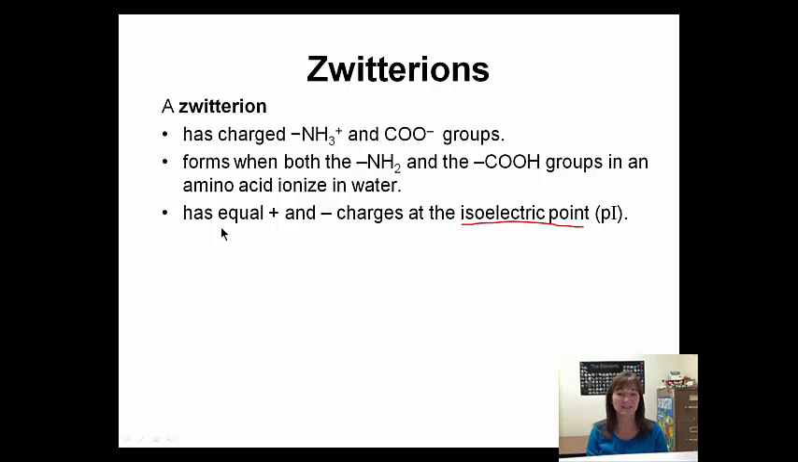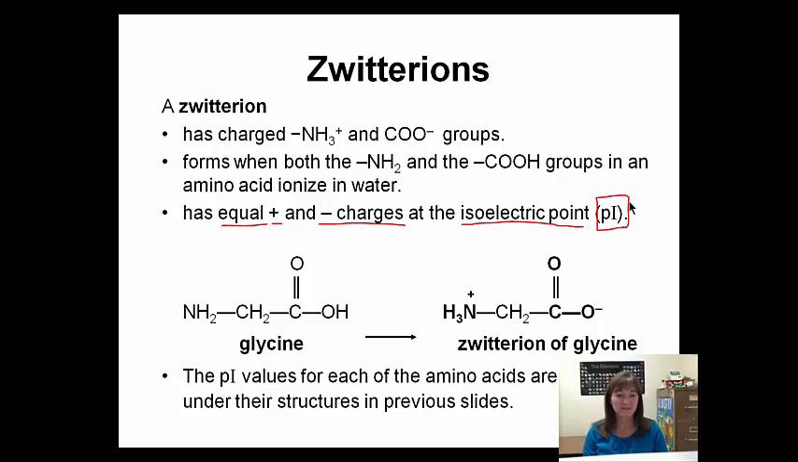So the definition is when it has an equal amount of positive and negative charges. I also want you to notice the symbol we give for the pI, the isoelectric point. Okay, it's a lowercase p and a capital I. So here's an example. This is glycine when it's not ionized. So this one here on the left is not a Zwitterion. But if we take this H off of the carboxylic acid and we put it over here on the amino group, and we leave a negative sign by where the H used to be and this positive sign over here, this is the Zwitterion.